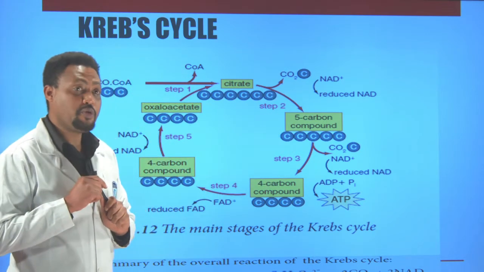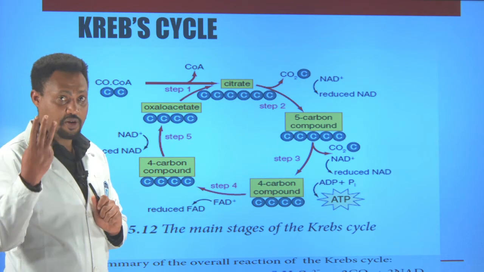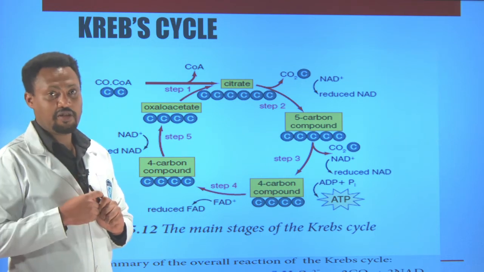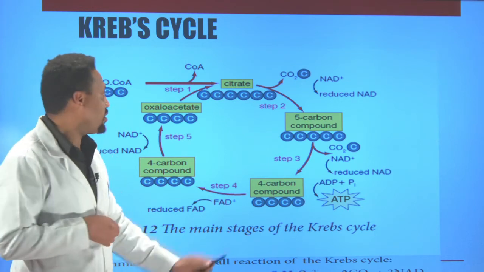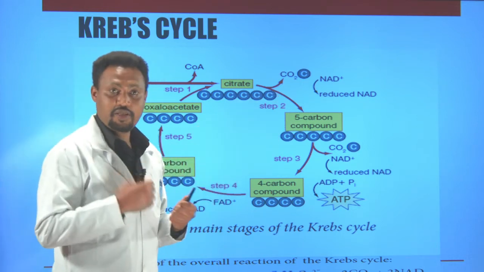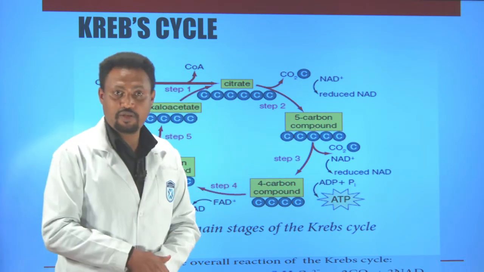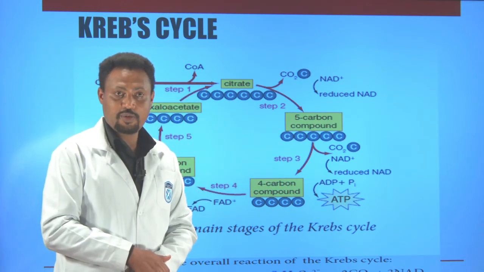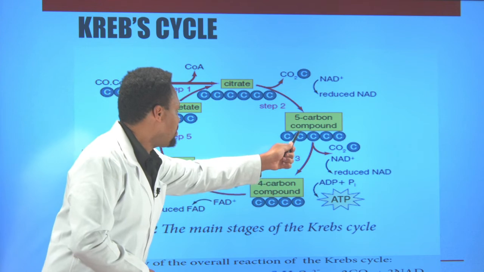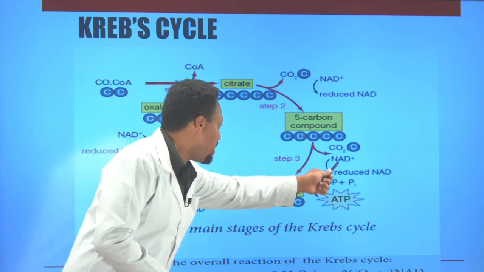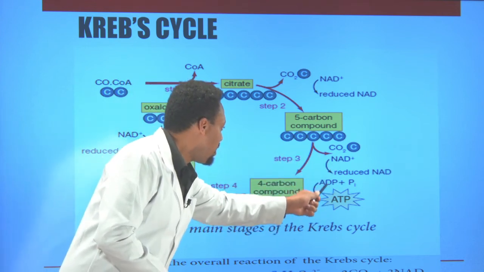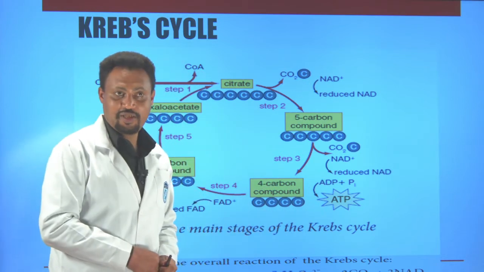How many carbons do you remember in the pyruvate molecule? There were 3. 1 carbon dioxide is removed during the link reaction. Here is another one, the 2nd carbon. And again, this 5-carbon molecule, we call it succinate. And this succinate now removes 1 carbon dioxide. In the process, NAD is reduced. ATP is also formed.